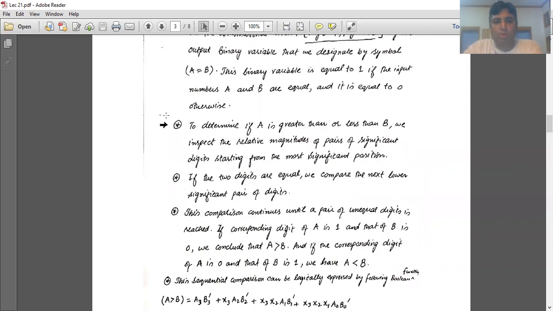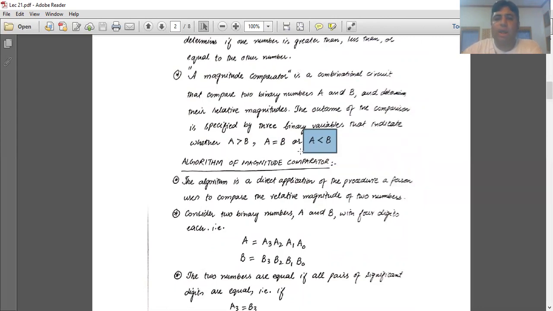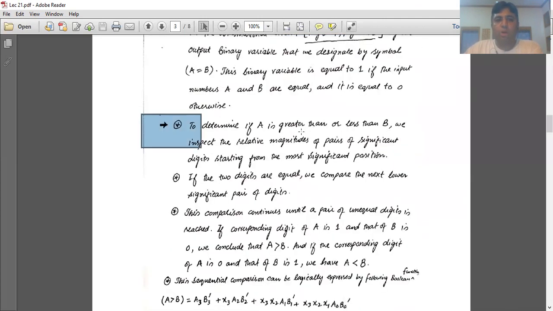Okay, now coming to next, there are three possibilities: either A can be equal to B, or A is greater than B, or A is less than B. So we will determine the algorithm for all three cases. First we have determined the algorithm for A is equal to B. This is the algorithm for A is equal to B. Now we are coming to A is greater than B or A is less than B.